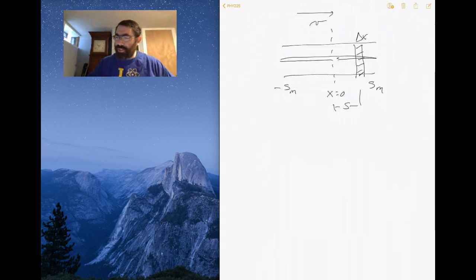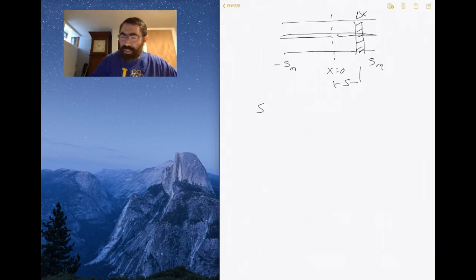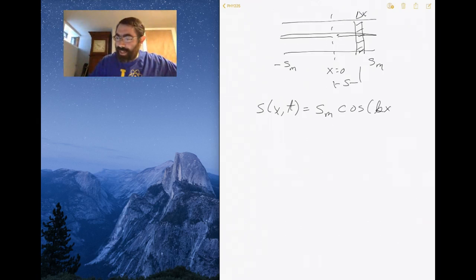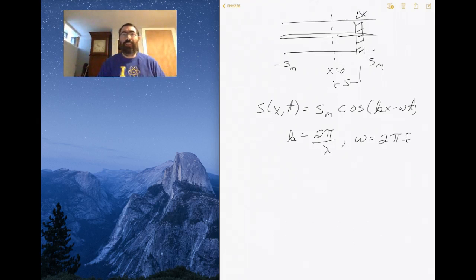So we're going to start with an equation that says the position s as a function of x and t is going to be the maximum amplitude times a cosine of kx minus omega t. So we could use the sine function or the cosine function. It doesn't matter because sine and cosine are related by a 90-degree phase change. And if you remember, the wave number k is 2 pi over the wavelength, and the angular frequency, omega, is 2 pi times the linear frequency, f.